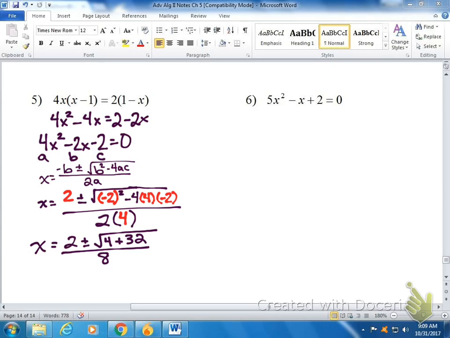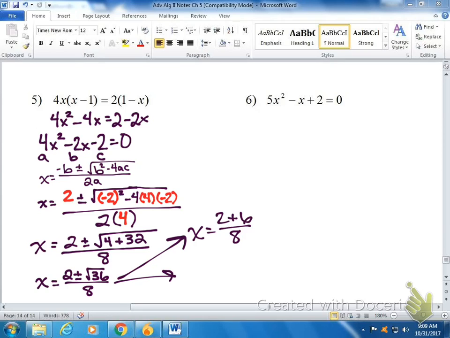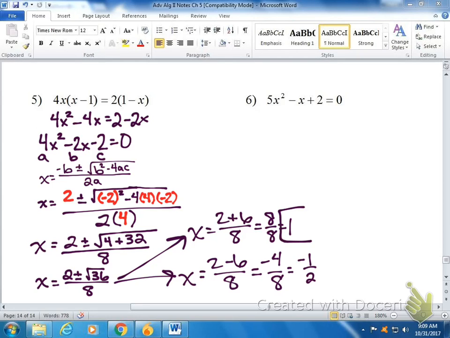Now let's clean it up. I'm going to keep cleaning up the radicand. So unlike the square root of 13 that we had in one of the previous examples, we've got square root of 36, which can become a 6. We can actually get two solutions. One of them being whatever 2 plus 6 divided by 8 is, and one coming from 2 minus 6 divided by 8. So our two solutions are 1 and negative 1/2.